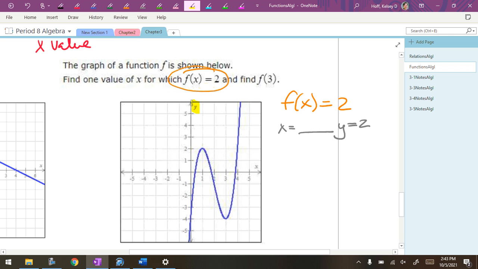Y-axis is here. If I go to 2, it crosses my graph here as well as here. That's why it says find one value of x. Technically, there's two different answers here. Okay, x could equal 1, or x could equal 4, and y would equal 2.